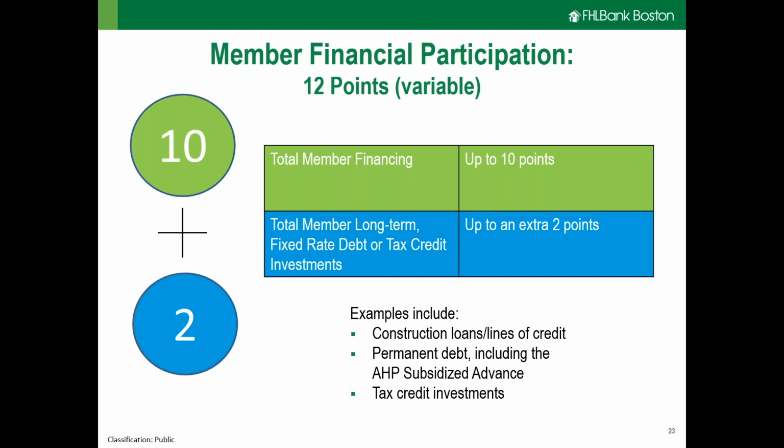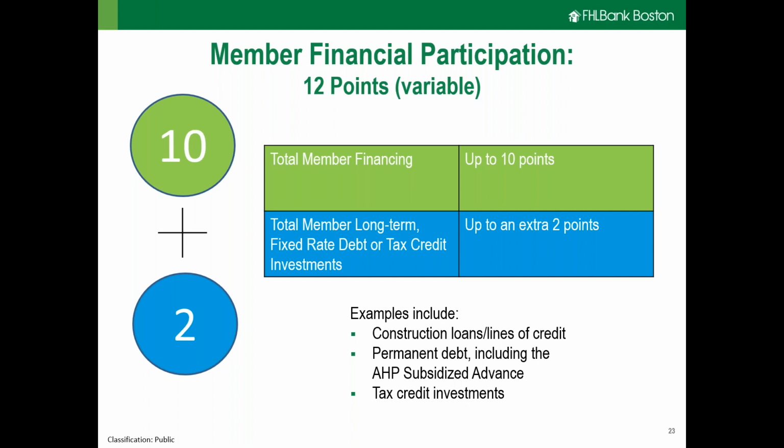So we have 10 points when the member loan or investment is equal to the subsidy requested. So that could be a construction loan or line of credit. It does include any sort of permanent debt or tax credit investments. So simply, we'll total up what the member is committing to the project, and if it equals the total AHP, so that includes the direct subsidy, the grant funds, plus the advanced subsidy.